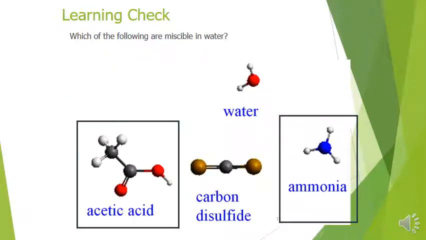Okay, learning check. Which of the following are miscible? That means dissolves in water. You have to know something about these. Acetic acid: it's good to know the chemical formula, C2H4O2. And this will help you, probably even more than the formula, the structure. Remember I said if there are carbons and oxygens, the ratio should be greater than 3 to 1 to be nonpolar. So you can see that this is a polar molecule, so it's going to dissolve in water.